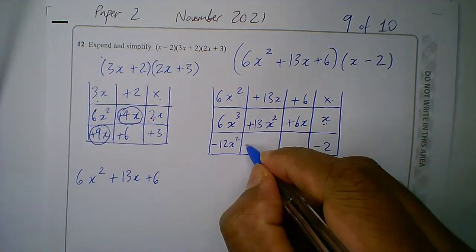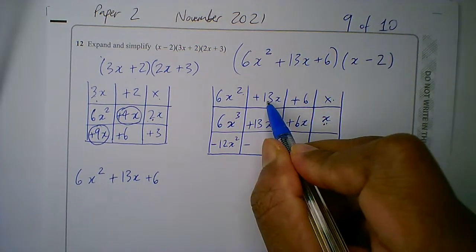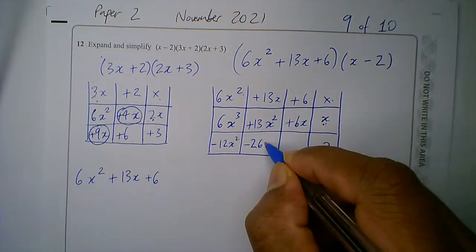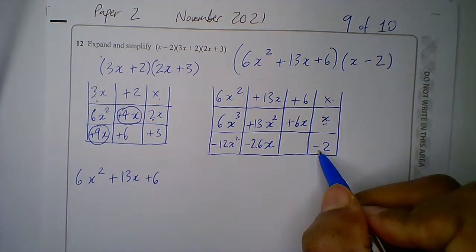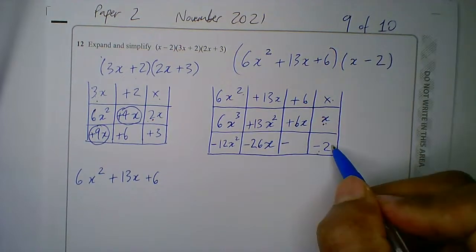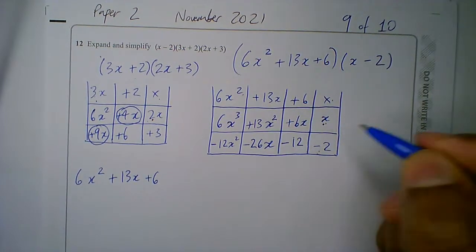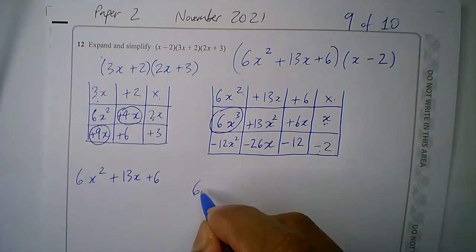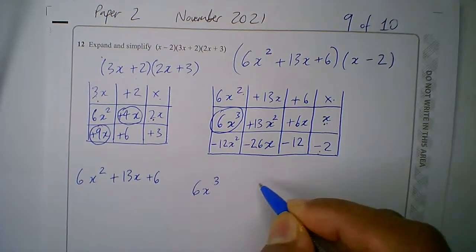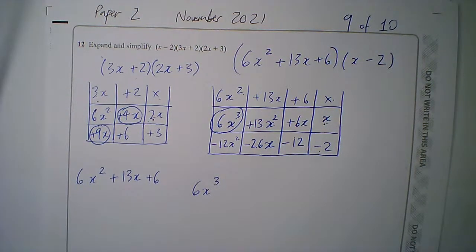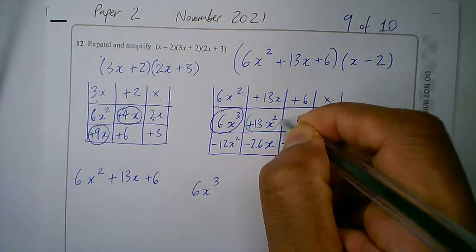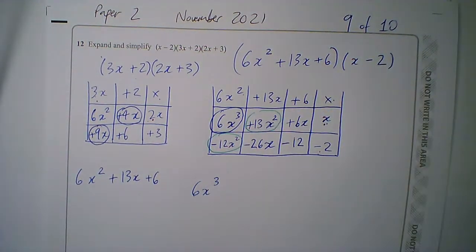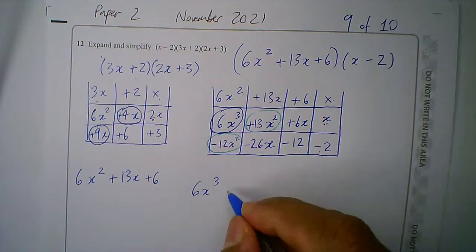Negative and a positive is a negative. 2 times 13 is 26. I've got the x term there as well. A negative and a positive is still a negative. 2 times 6 is 12. So my like terms, this is 6x cubed. I've got my x squared terms. 13 take away 12 gives me 1, so it's plus 1x squared.